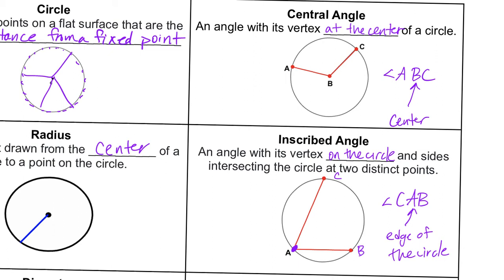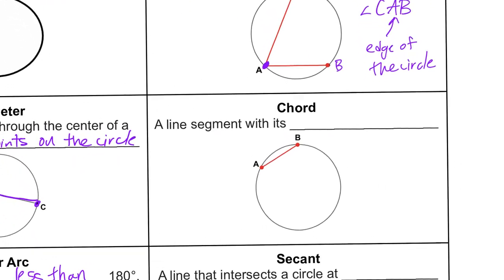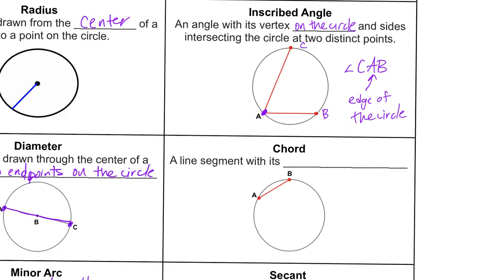The next vocabulary term that you should know for circles is a chord. A chord is a line segment with its endpoints on the circle. So this example would be line segment AB, that would be a chord.